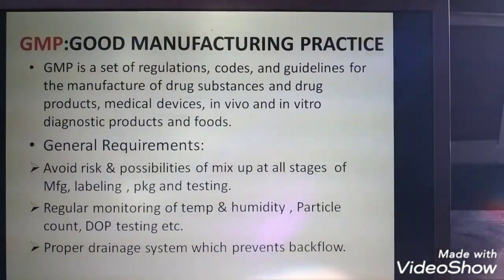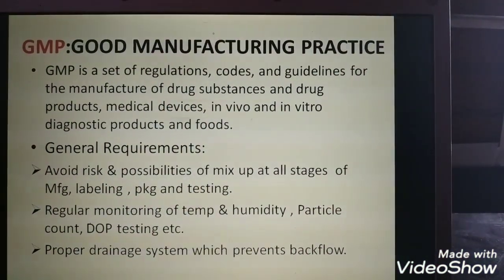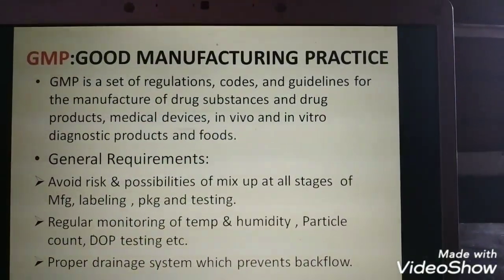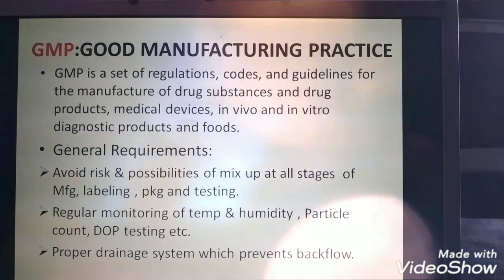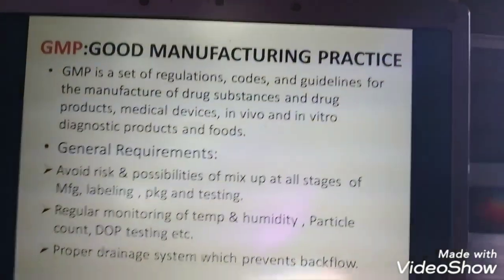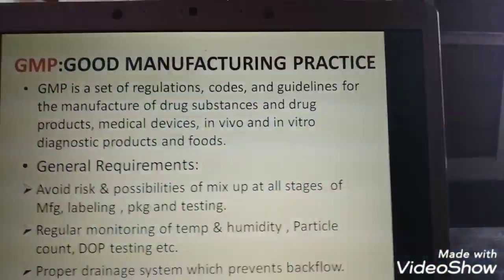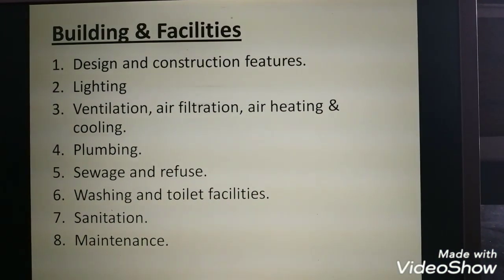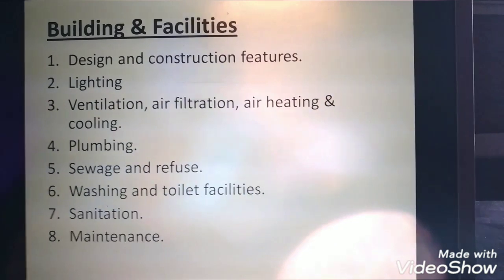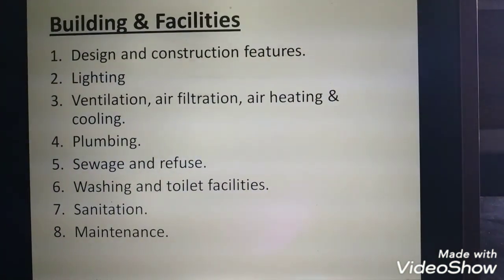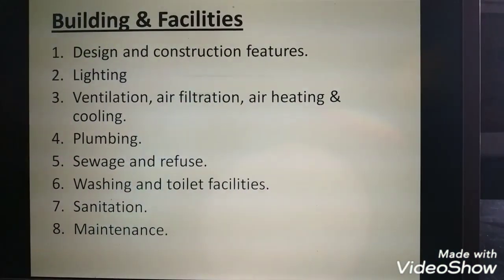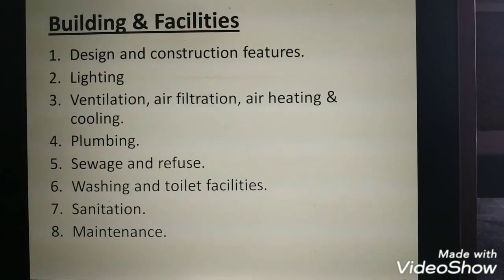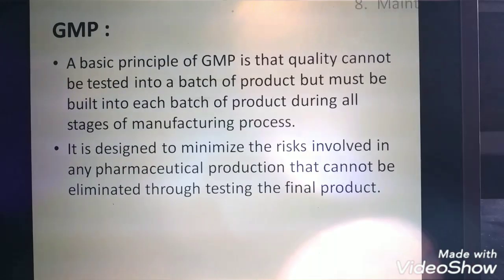Avoid risk and possibilities of mix-up at all stages of manufacturing, labeling, packaging and testing, regular monitoring of temperature and humidity, particle count, DOP testing etc. प्रॉपर ड्रेनेज सिस्टम which prevents backflow, building and facilities, design or construct features, lighting, ventilation, air filtration, air heating and cooling, plumbing, sewage and refuse, washing and toilet facilities, sanitation, maintenance.